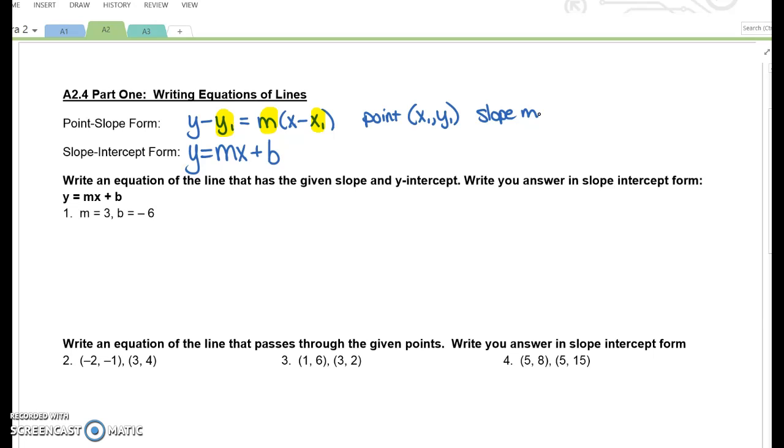Okay, number 1 is the hardest problem in all of notes today. So brace yourselves. This is going to be tough.